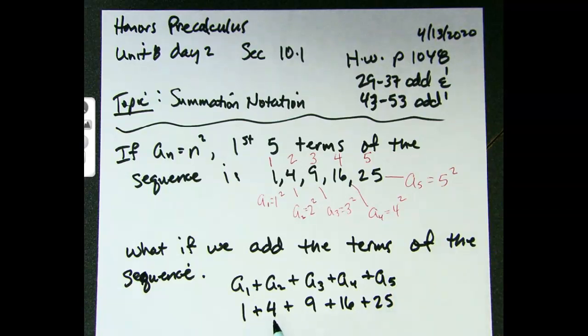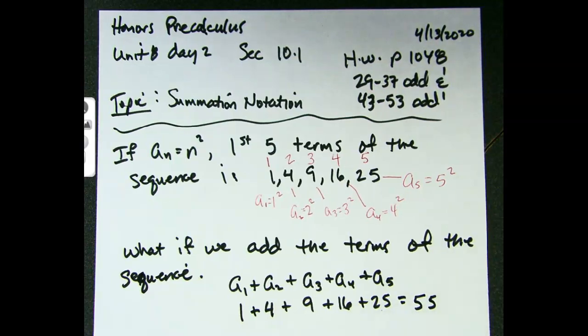Let's see, 1 and 4 is 5, and 9, 14. 14 and 16 is 30. Is that right? And then 30 and 25. Wait, 1 and 4 is 5. 5 plus 9 is 14. 14 plus 16 is 30. And 30 plus 25 is 55. So the sum of the first 5 terms of this sequence would be 55.